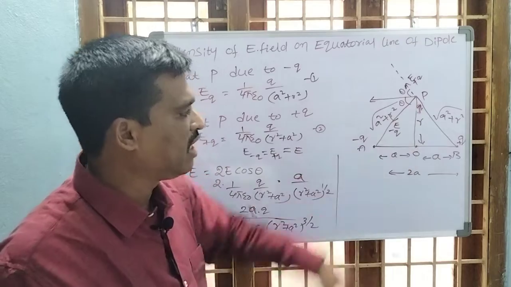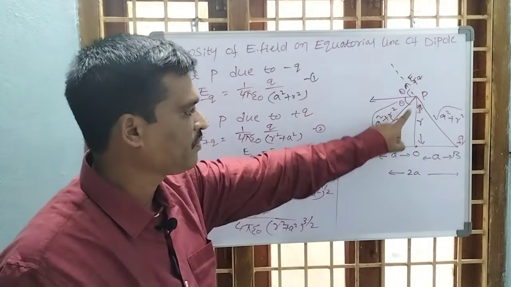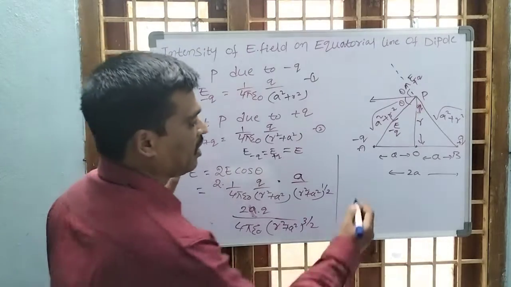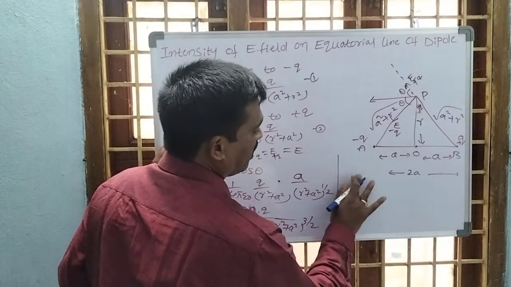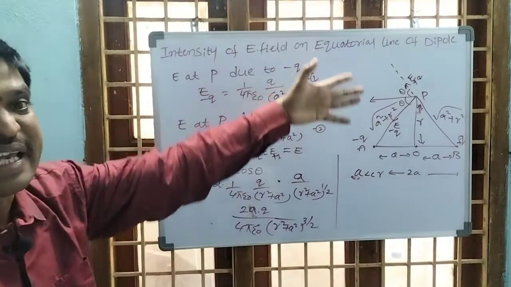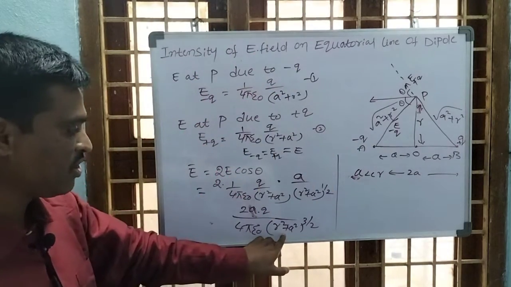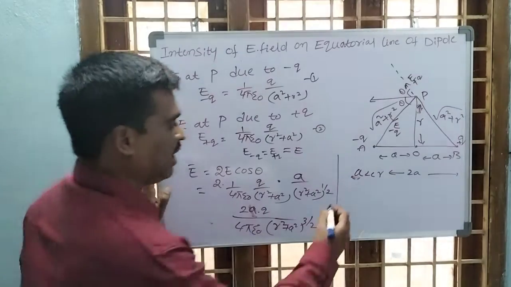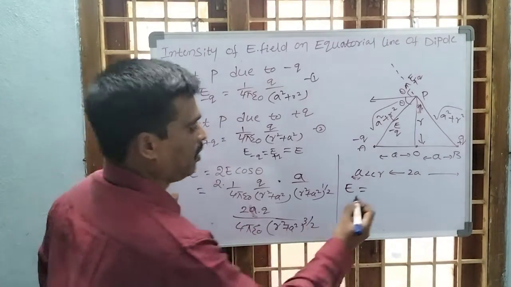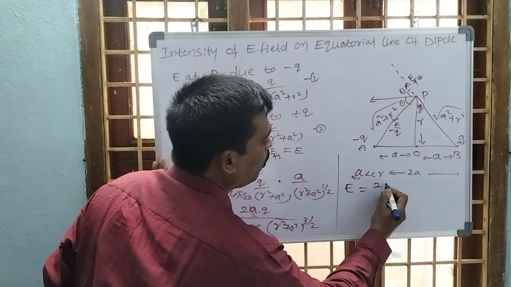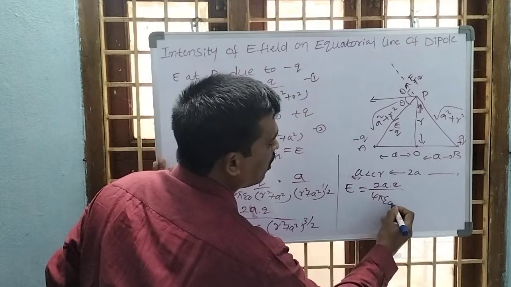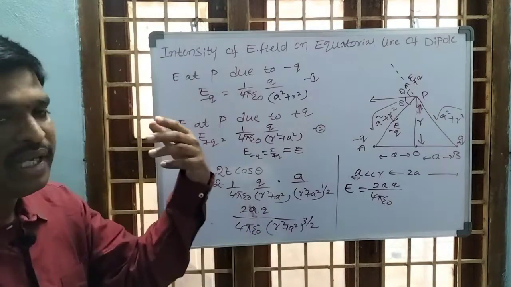Here observe the figure. Which length is smallest? Compared with R, A is very small. So A is very much less than R, so A can be negligible in the equation. If A is made negligible in the equation, what happens? E is equal to 2aq by 4 pi epsilon naught. So A will be removed.